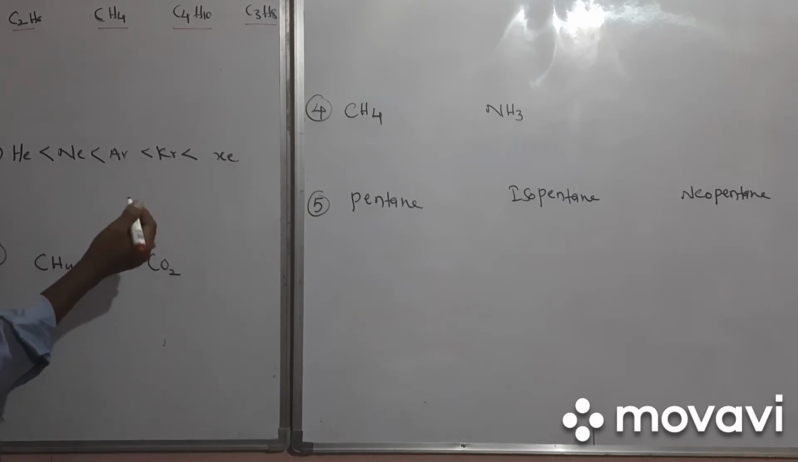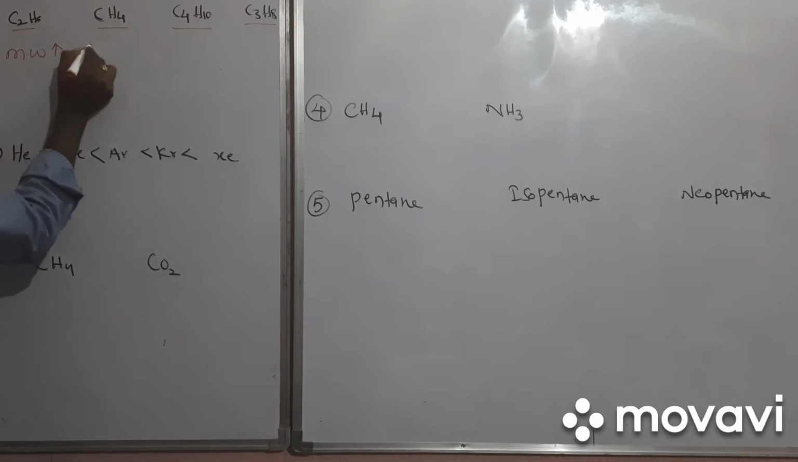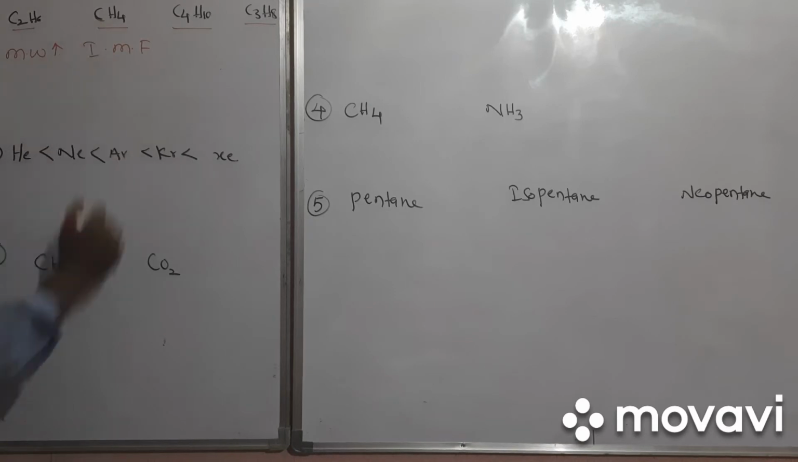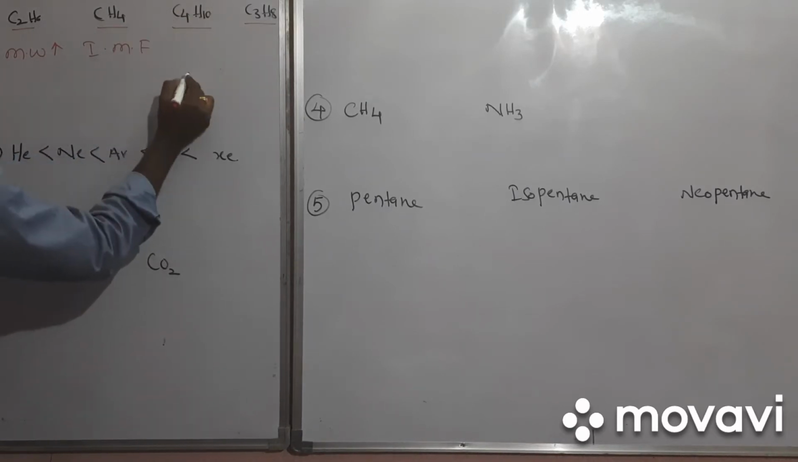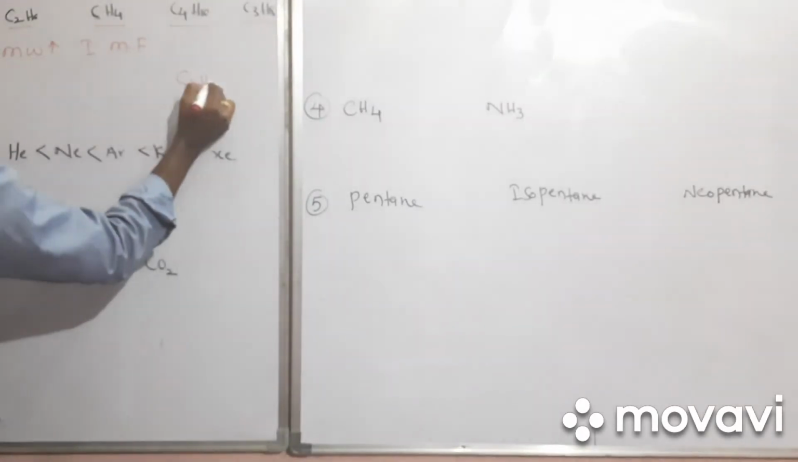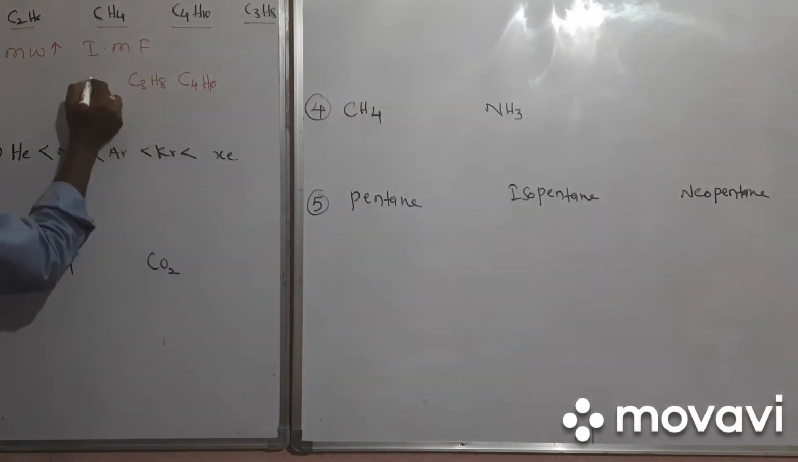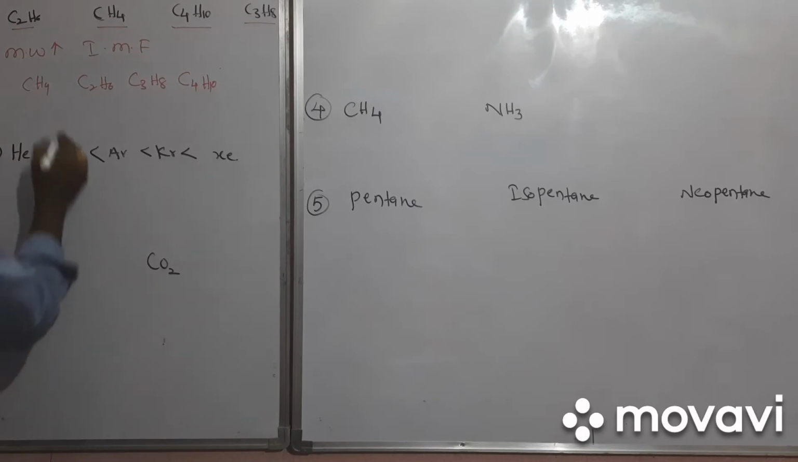We know that already. If molecular weight increases, intermolecular forces will increase. I told you, molecular weight increases, intermolecular force will increase. So according to these 4 examples, butane will have the maximum molecular weight, so the highest A value is C4H10. Then after that, propane, C3H8 will come. Then C2H6, then after that CH4. So this is the increasing order of A value.